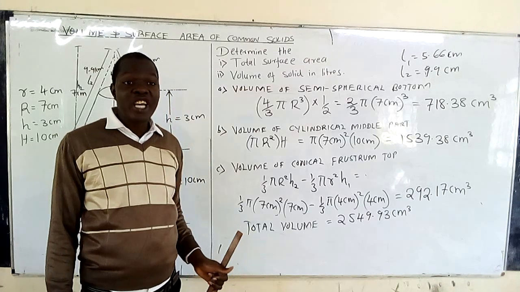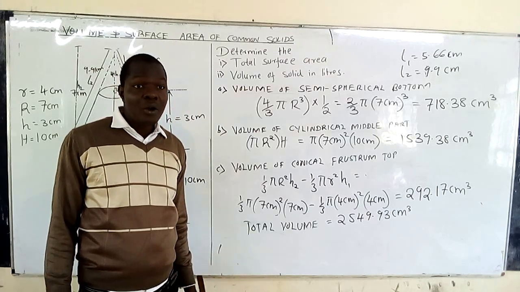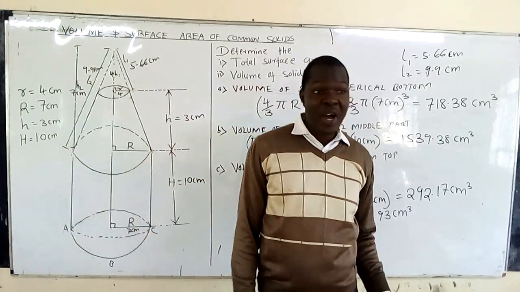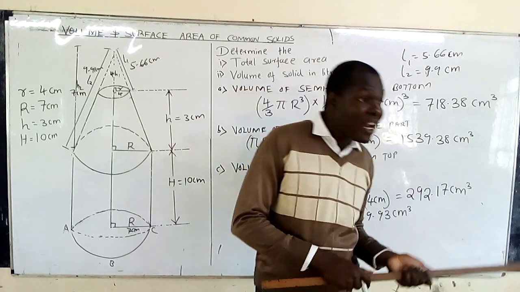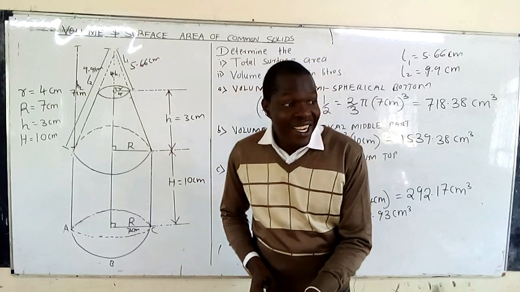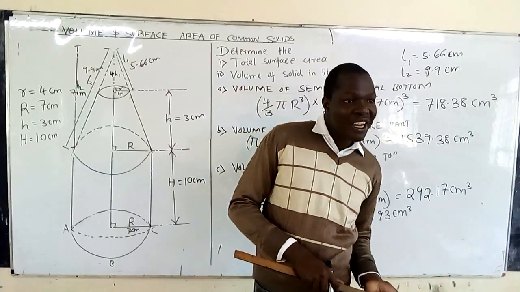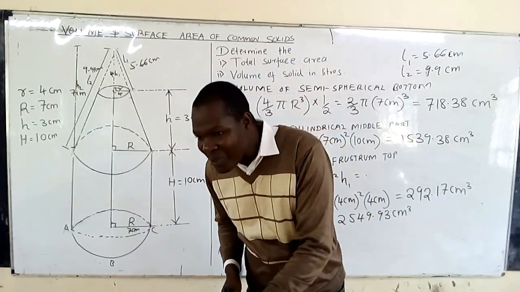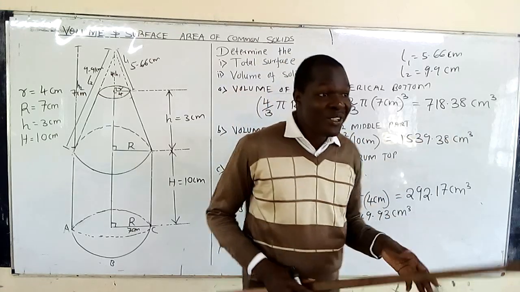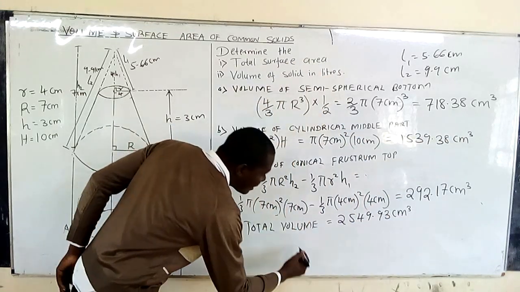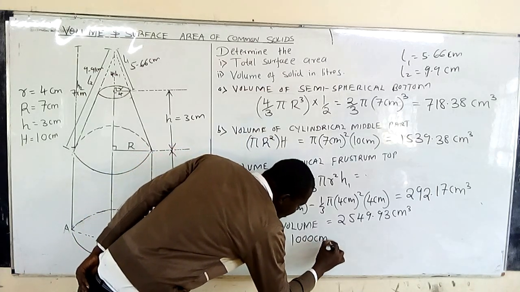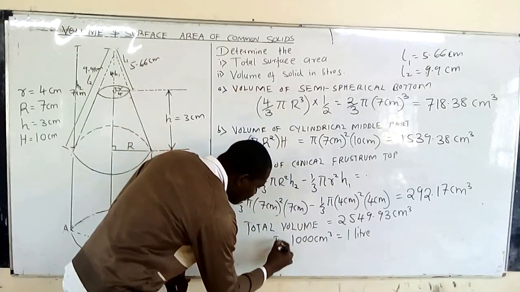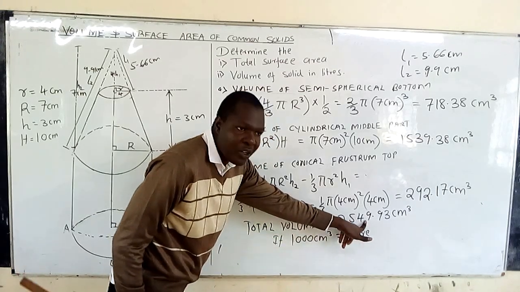So you know 1 million centimeters cubed is 1 meter cubed. 1,000 centimeters cubed is 1 liter, and 1,000 liters is 1 meter cubed. So the liters is in between. So 1,000 centimeters cubed is equal to 1 liter, isn't it?